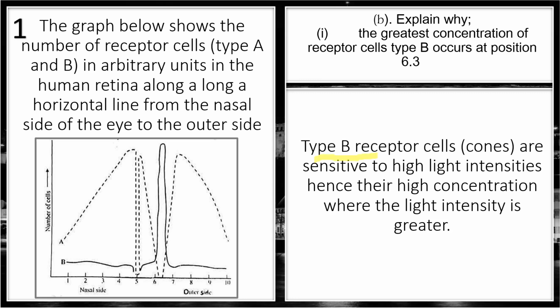Type B receptor cells, the cones, are sensitive to high light intensities. Hence, their high concentration where the light intensity is the greatest. So the greatest light intensity is at the fovea. So that's where we find the highest concentration of the cones, or what we are calling type B receptor cells.